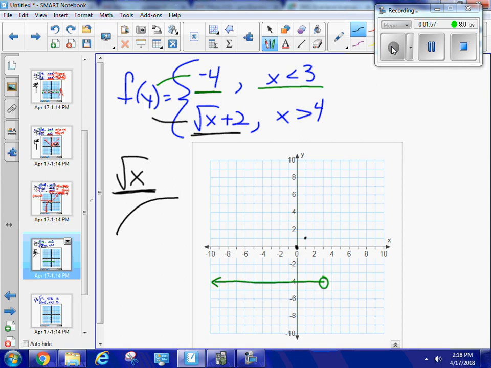When x is 4, y is 2. When x is 9, y is 3. So the square root function kind of looks like this. It gradually goes up and up and up, but it kind of goes out like that. So I know that it's going to look something like that, because that's my parent function. But my actual function is the square root of x plus 2. So let's make a little t. And here's my x values. And I now have the square root of x plus 2. And I only want that for where x is greater than 4.